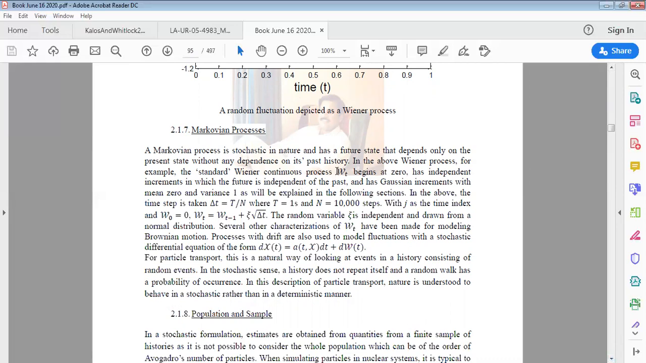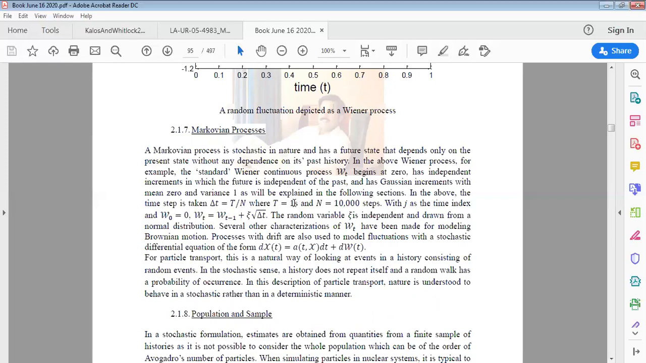I wrote it as a fancy W because it's a random process. Let's say it begins at 0. It has independent increments in which the future is independent of the past. It has Gaussian increments with mean 0 and variance 1, which is called the standard normal, and I'll look at the standard normal in more detail as we go ahead. In the above, what I've done is I've taken a time step of 1 second and broken it down into 10,000 steps.